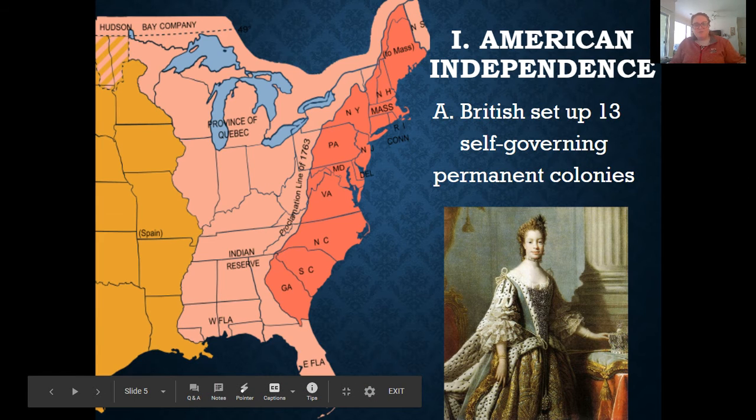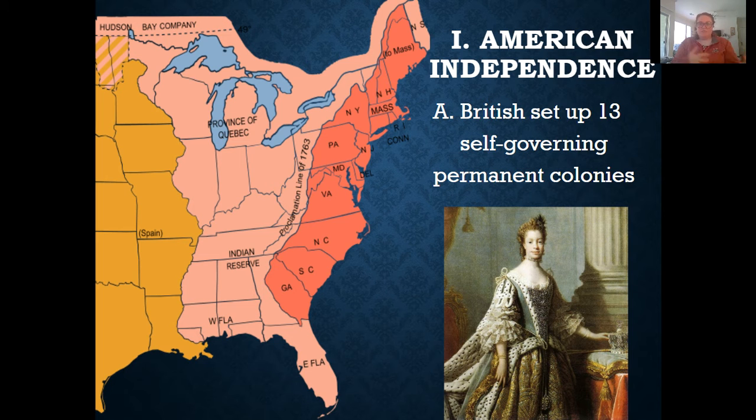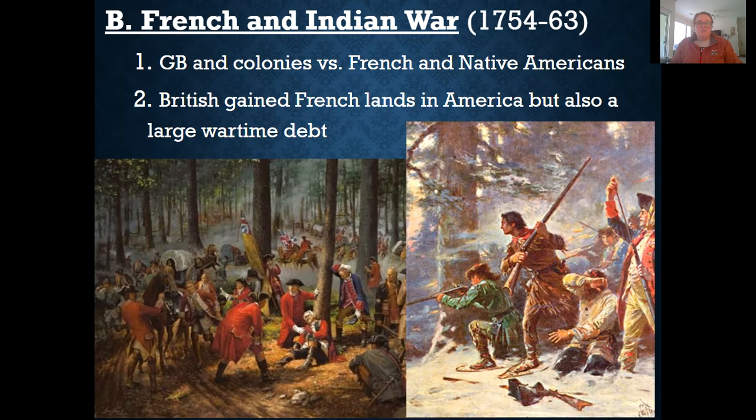So, first and foremost, we know that American independence was kind of the result of Britain setting up the 13 colonies. And at this point in history, the 13 colonies were pretty much self governing. Great Britain took a very hands off approach to the affairs going on in the 13 colonies. But then all of a sudden, the French and Indian War breaks out. So Great Britain and the colonies versus the French and the Native Americans. In Europe, this was called the Seven Years' War, as we have talked about.